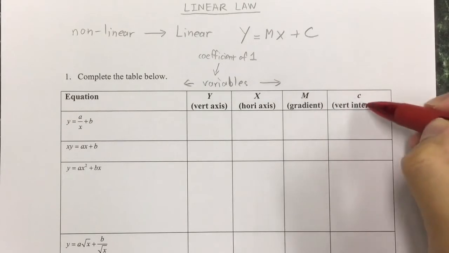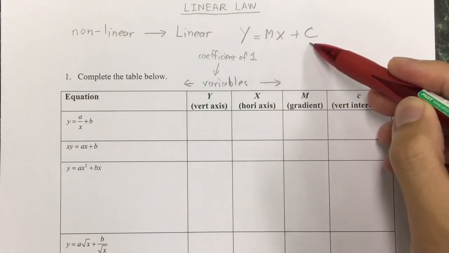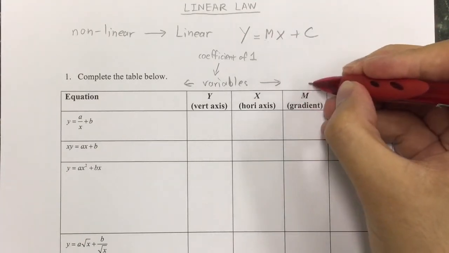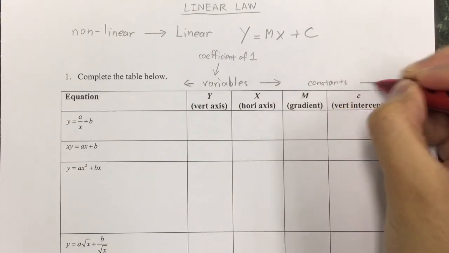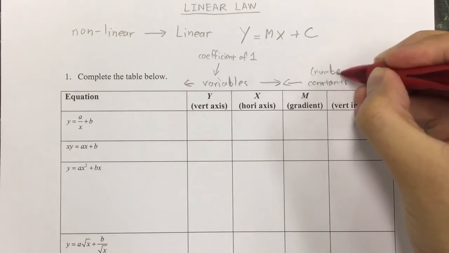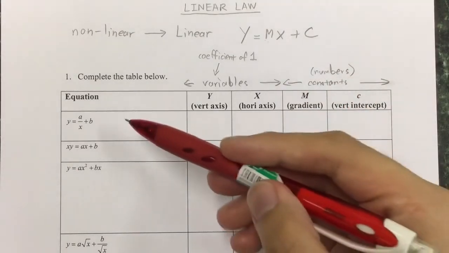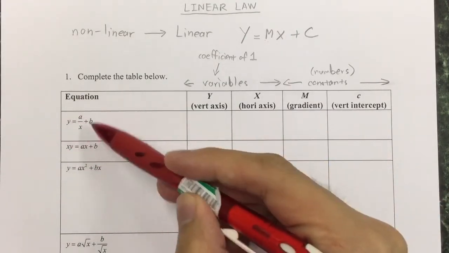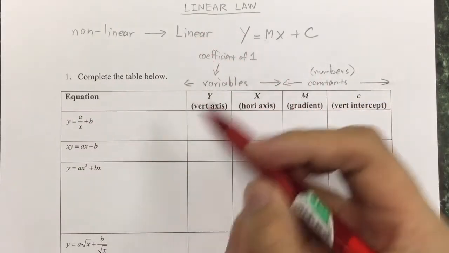And when we talk about m and c, which are very similar to your coordinate geometry gradient and y-intercept, these two are actually just constants. So when we talk about constants, we mean that they are just numbers only. Okay, they should not have any x or y variables in them. So basically now we're going to go through a few examples about reframing how a non-linear expression looks, into a possible linear expression.